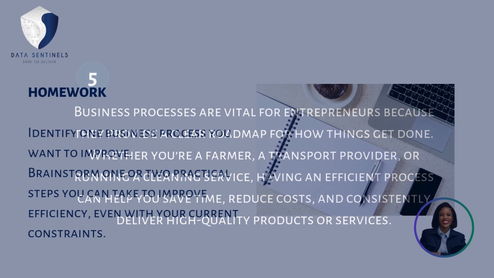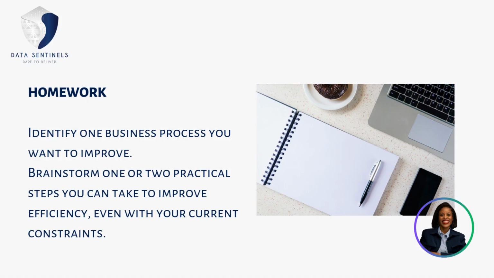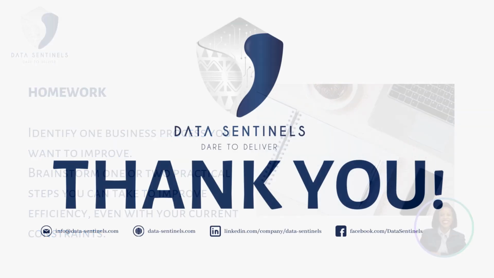All right, so now is the fun part, the homework. I want you to identify one business process you can improve in your business. Brainstorm at least one or two practical steps that you can take to improve efficiencies, even with your current constraints. And what I recommend is you do this with your team, especially the people who are in the process every day. They will probably have better ideas on how they can improve the process than you do because they're the ones in it. Good luck.